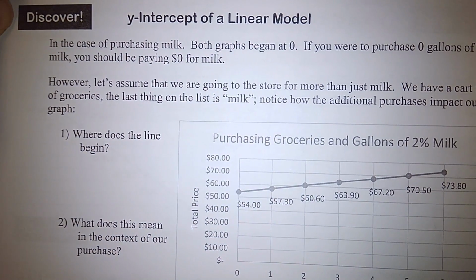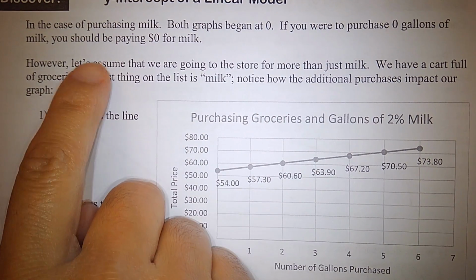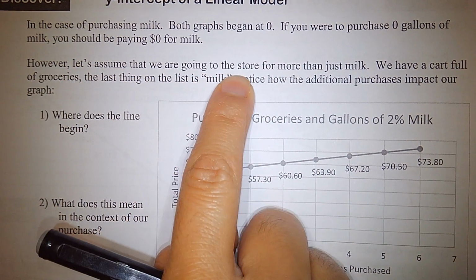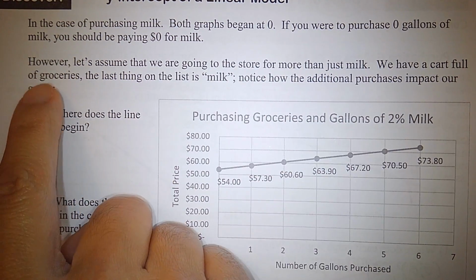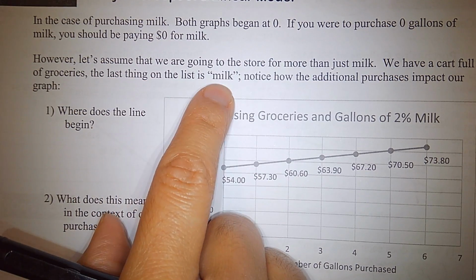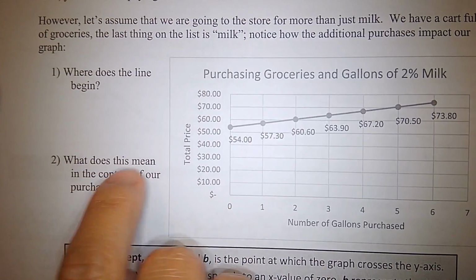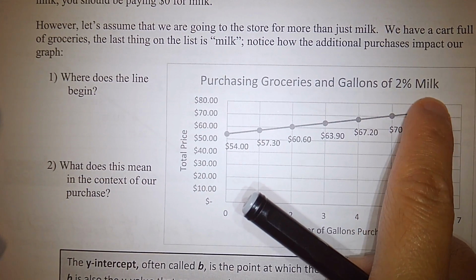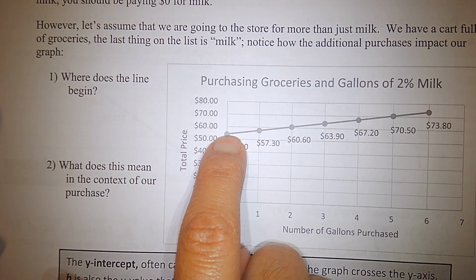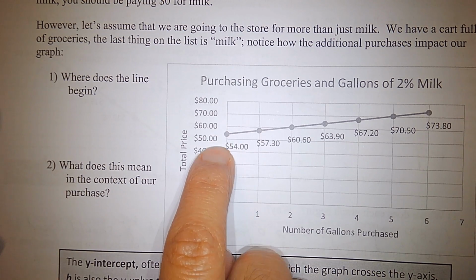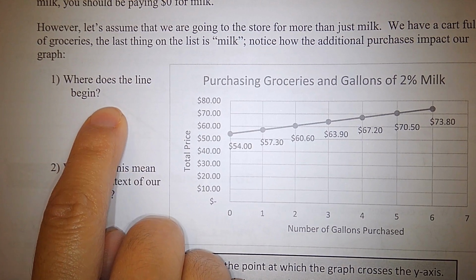94. Okay. I will read this part for us. Let's assume that we're going to the store for more than just the milk. We have already bought something, a cart full of groceries. The last thing on the list is the milk. Notice how the additional purchases impact our graph. So just this 2% milk, the regular one. Before we start to buy the milk, we already have what? $50 of groceries in our cart already. So where does this line begin?